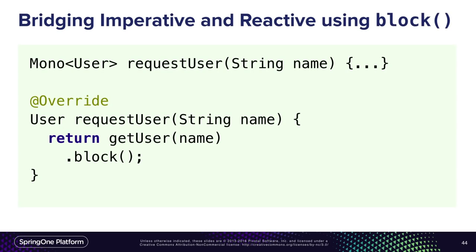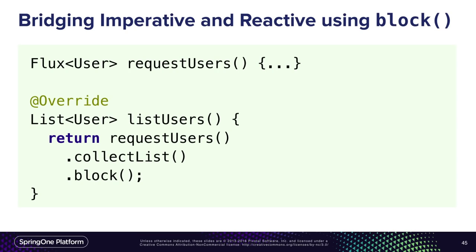So here we have a simple mono example. We have request user, which is doing something and getting a user back. And then we're overriding an external method that says, I want to request user, and it is expecting a single user. We do a request. We call that request user. We've actually got a typo there, never mind. And we block on that. Okay, so we're going to wait until we get the value back that we can then return, because the imperative interface that we're trying to deal with here expects a single value back.